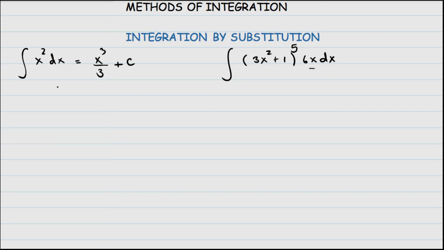Now we cannot apply the same procedure we did before, because here we have different members. We have this expression raised to the power 5, and the 6x is outside. We could only apply the simple rule when we have just one x, but here we have more than one x. So how do we come out of these situations? To come out of these situations, we use integration by substitution.